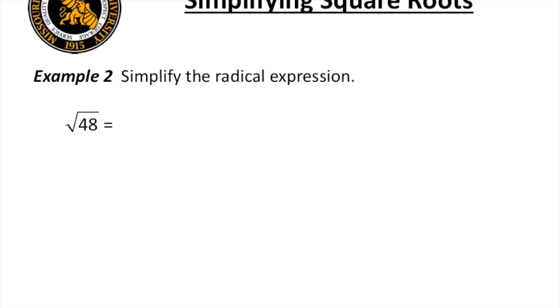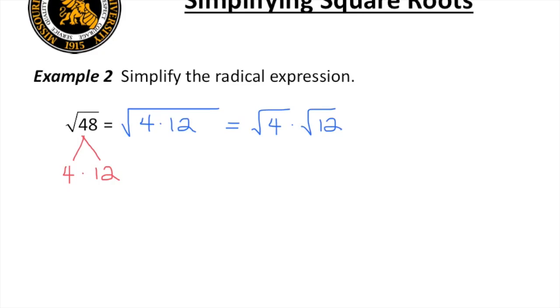In example 2, we're asked to simplify the square root of 48. 48 is not a perfect square, so we need to find a perfect square that divides 48 if this is to be simplified. 4 is perhaps the most obvious perfect square that divides 48. Performing the division, we see that 4 times 12 will give us the 48. So this means that we can rewrite our square root as the square root of the product 4 times 12. Or we can write this as two separate square roots being multiplied together. Simplifying the square root of 4, we end up with 2 times the square root of 12.